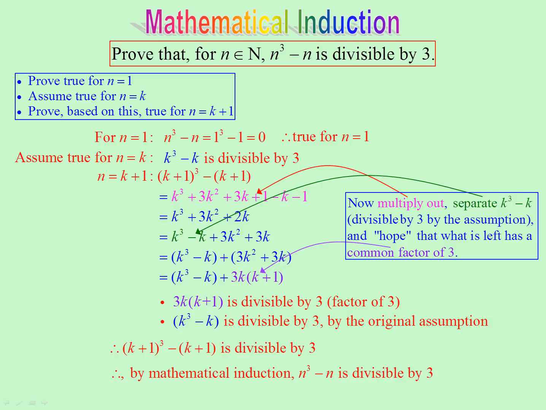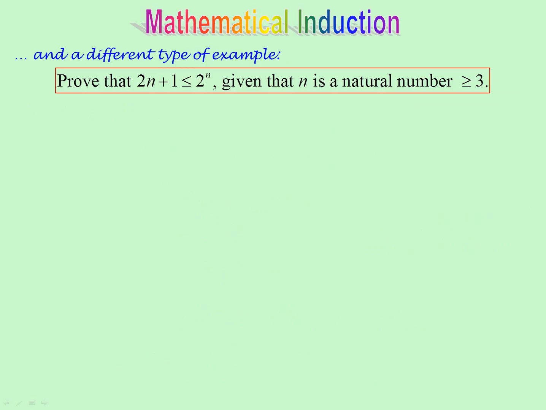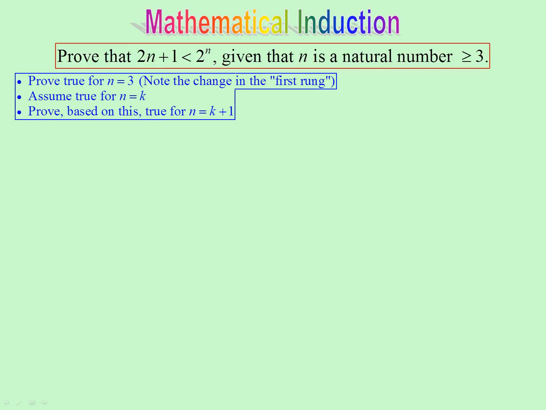And just when you thought it was safe to get back into the water, let's have a very different example. Right, prove that 2n plus 1 is less than or equal to 2 to the n, given n is a natural number, greater than or equal to 3. Right, well, here we are. Prove true for n equal to 3. Note the change in the first rung, because this is only greater than or equal to 3, so my lowest number is 3. Assume true for n equal to k. Prove true for n equal to k plus 1.